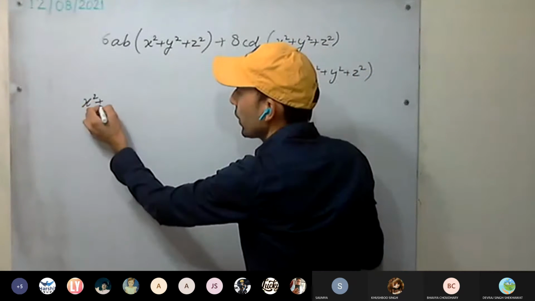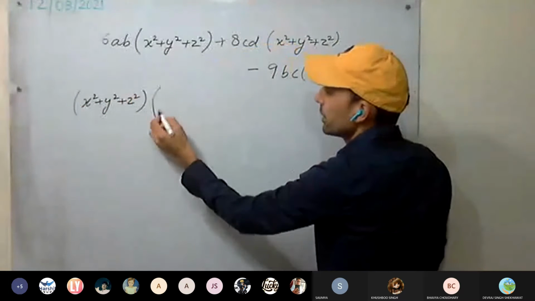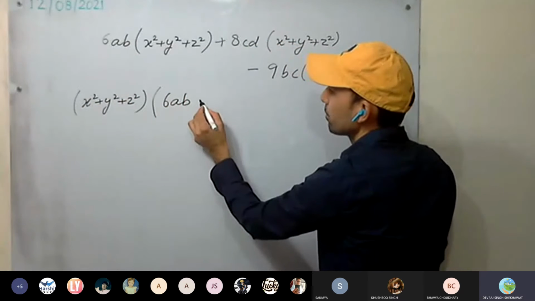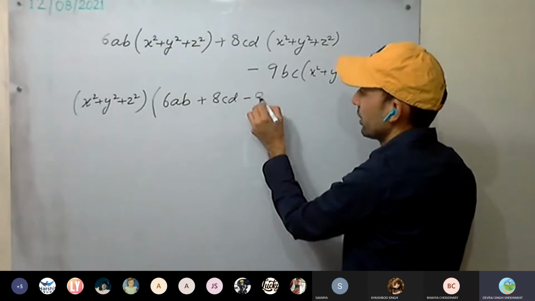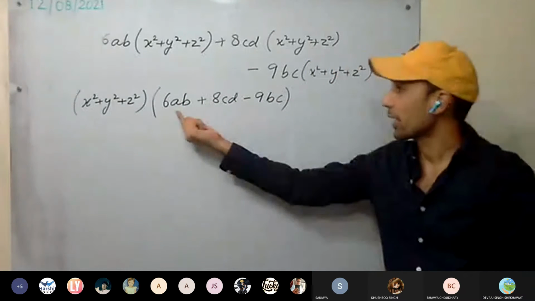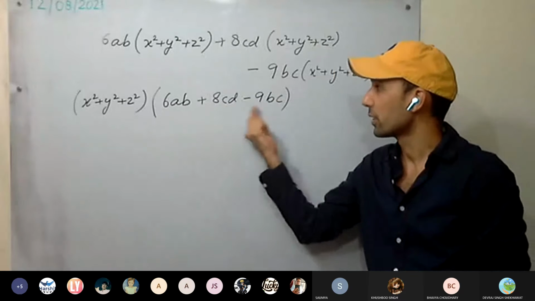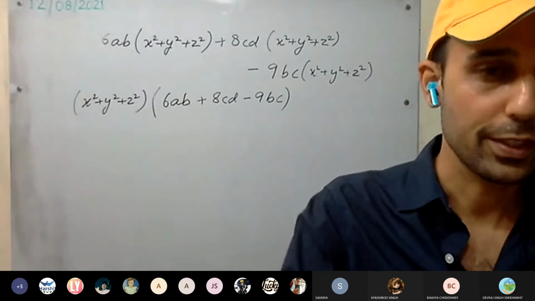Take it out, x square plus y square plus z square. What will remain? 6AB plus 8CD minus 9BC. Okay, nothing common. So this will be the answer.